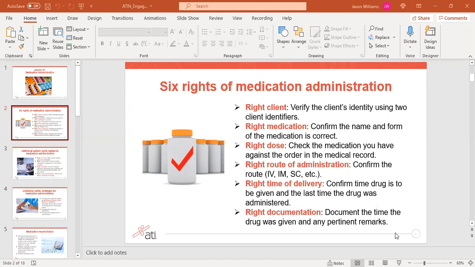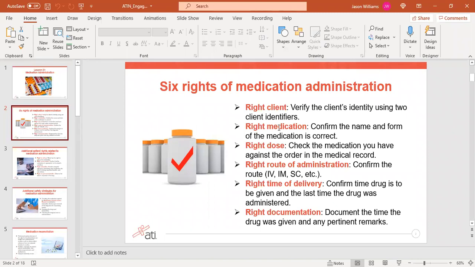And right documentation, making sure that you document. One of the things you need to know as future nurses is that your documentation matters. If I ever documented something was wrong with a patient, I always went back and documented what I did. If I documented this patient's temperature was 103, that's not going to be the only thing I document.